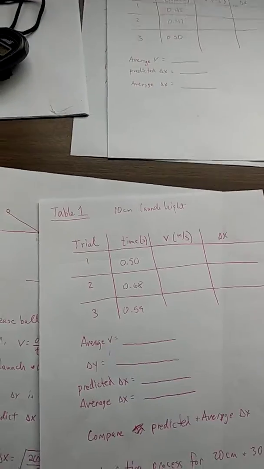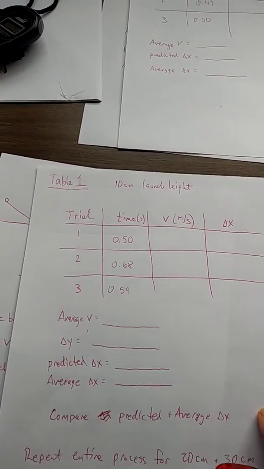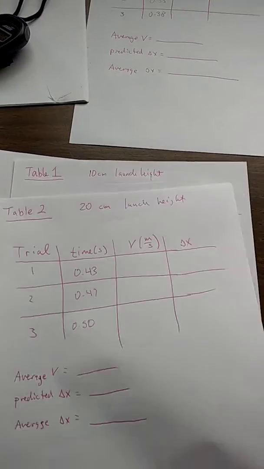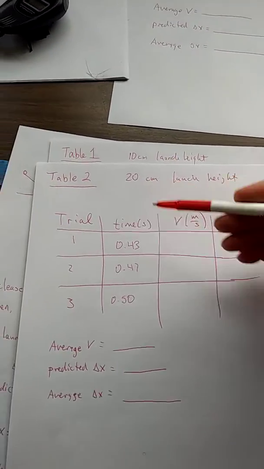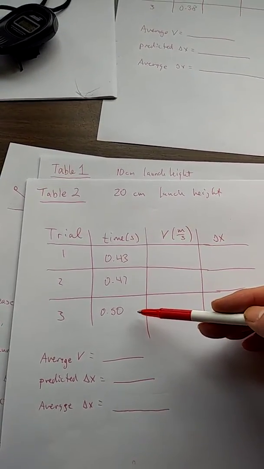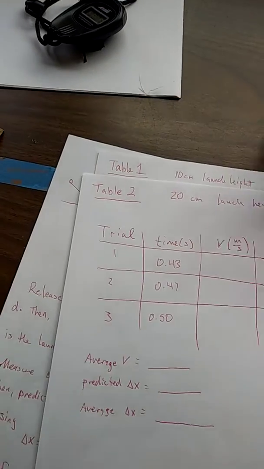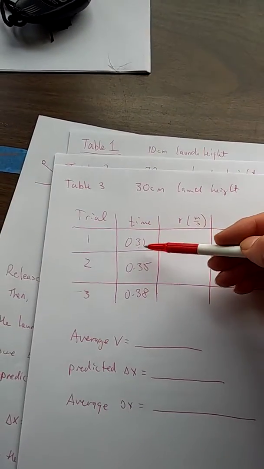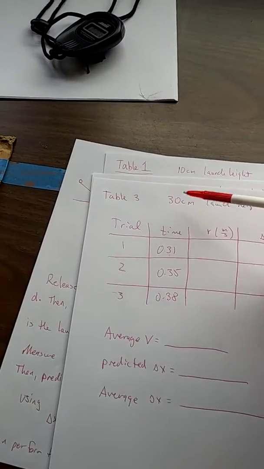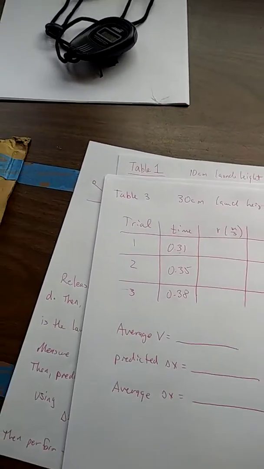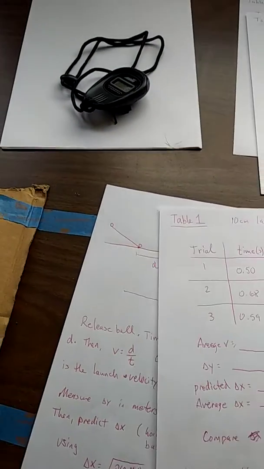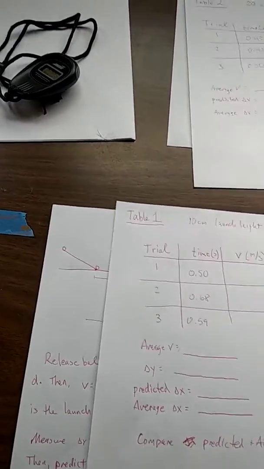And remember, if you can't rig this thing together to do at home, you can actually use my data. So you'll want to be copying this down or pause the video. For 20 centimeters, my 3 times: 0.43, 0.47, and 0.50. And then for the 30 centimeter height: 0.31, 0.35, and 0.38. Of course, for the higher launch height, it's moving faster, so the time should be shorter. I'll go through all the calculations in the second part of the video.